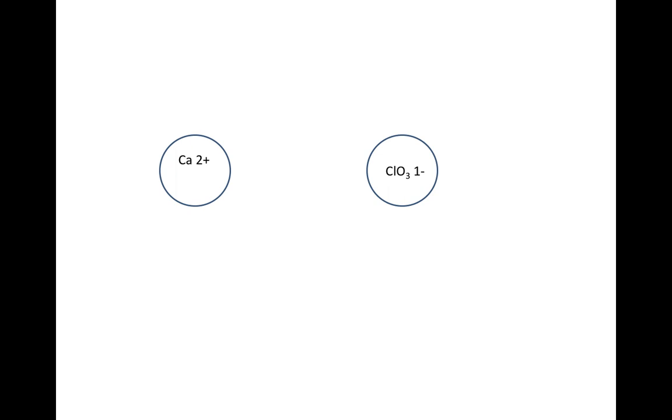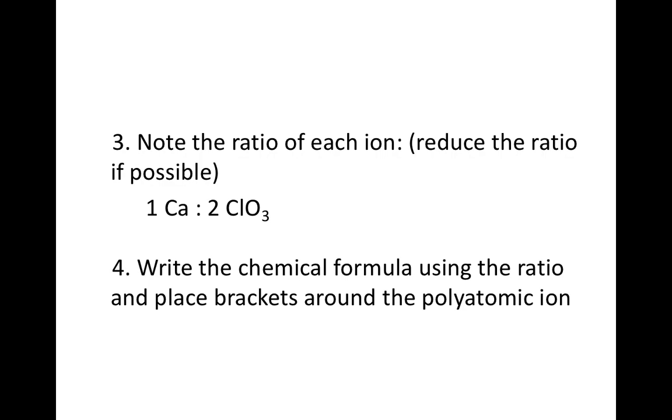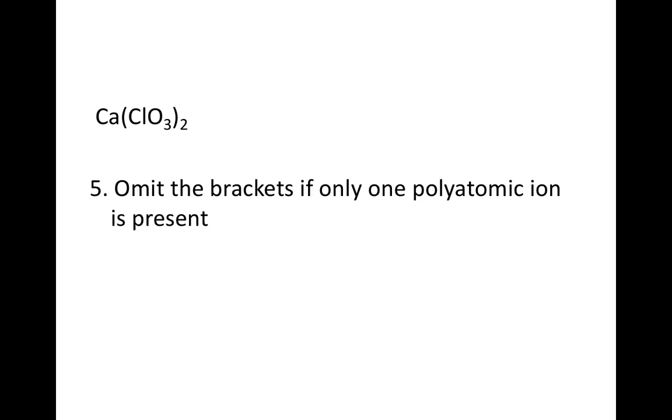So we draw one of each, and then we balance the charges, and now they're balanced. So the ratio of each ion is 1 calcium to 2 ClO3. And then we write the chemical formula using the ratio and place brackets around the polyatomic ion. So it becomes Ca bracket ClO3 bracket subscript 2. Omit the brackets if only one polyatomic ion is present.